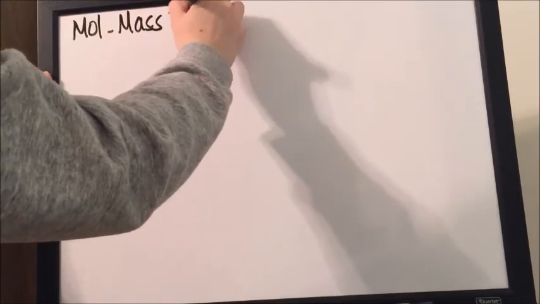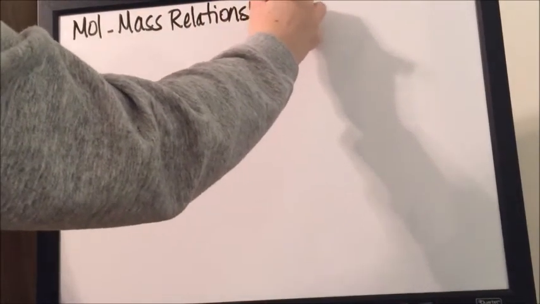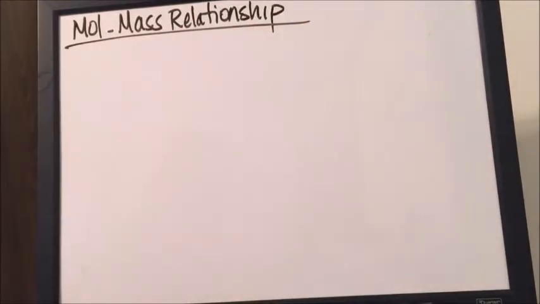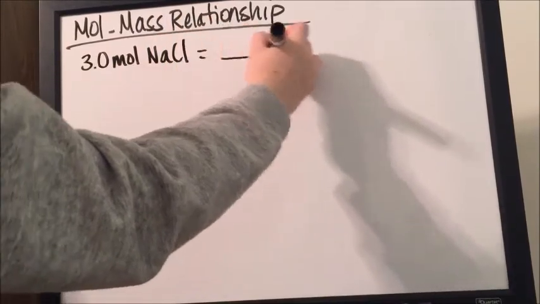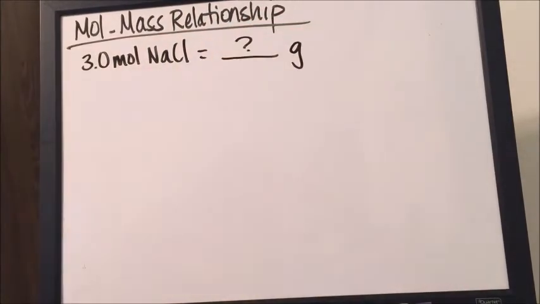Okay, so if we flip over on our paper, we should have just finished this section, the mass of 1 mole of a compound or element, and now we're on this side, the mole mass relationship. Okay, so the situation here would be, what if I had a problem like this? What if I had 3 moles of NaCl? I want to know how many grams that would be.